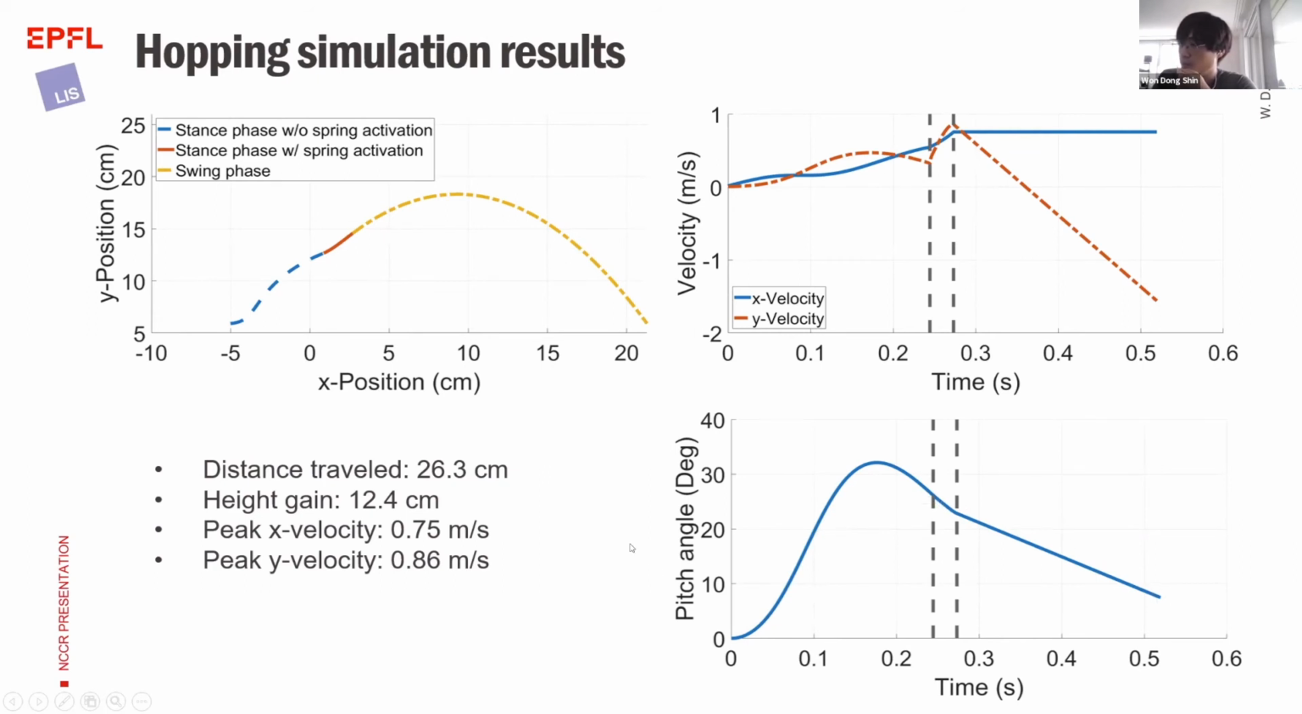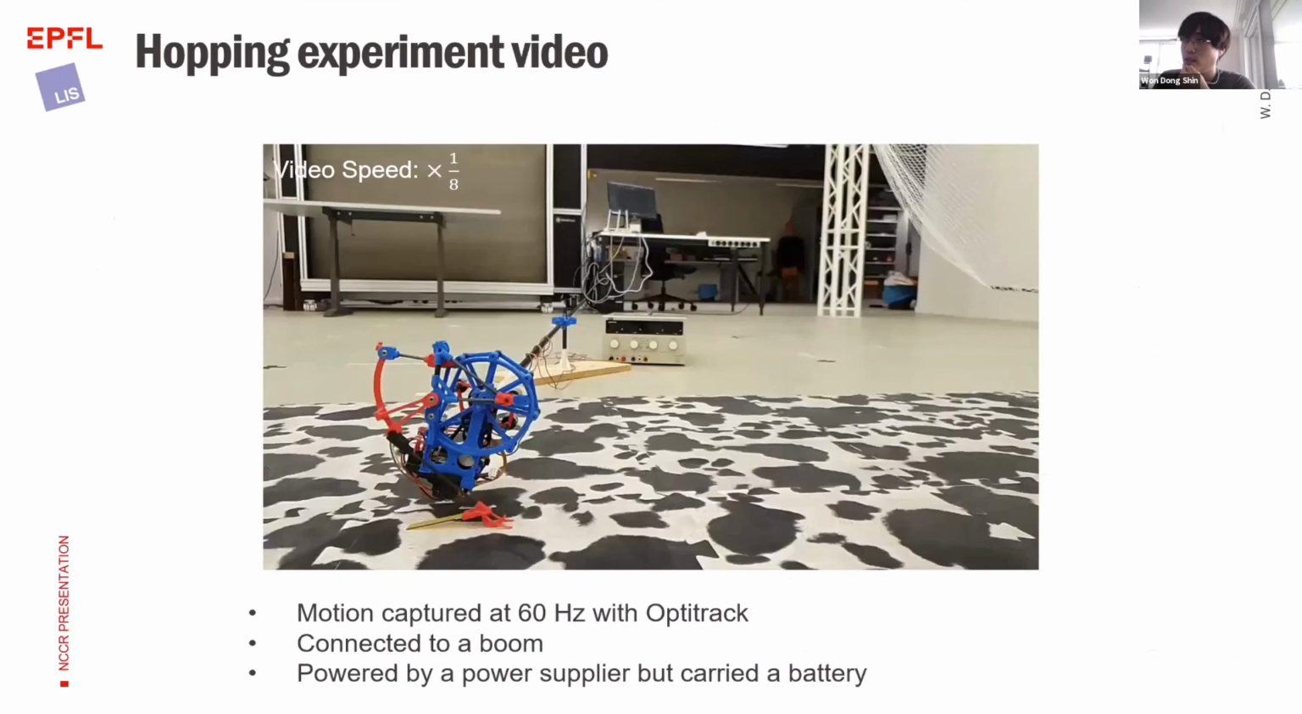So with this model, we actually built the robot and tested. Here's the result. The setup was using motion capture at 60 Hertz with OptiTrack. We connected the robot to a boom system because it only has a single leg, so it's hard to balance. And we powered it with a power supply, although it can be powered with a battery, just because I was doing the experiment repeatedly and didn't want to swap the battery each time. But I still carry the battery here, so I don't have any advantage of reducing the battery. The battery is still here.